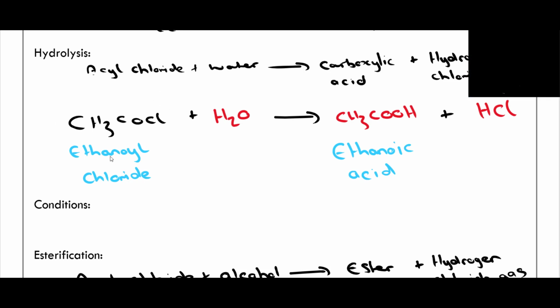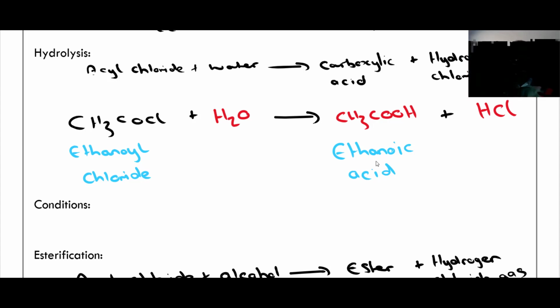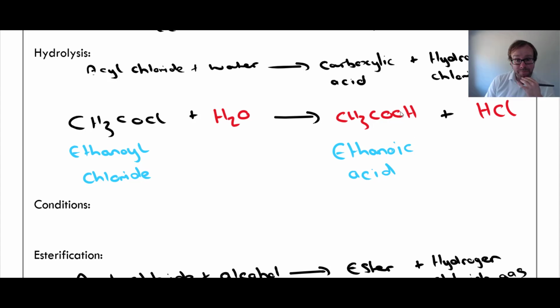My acyl chloride is ethanoyl chloride. We said we produce a carboxylic acid and HCl gas, so this is what we're going to produce. So this is another way to form carboxylic acids as well. So we produce our ethanoic acid. Our conditions, because it's very exothermic, obviously it will happen at RTP, room temperature and pressure.